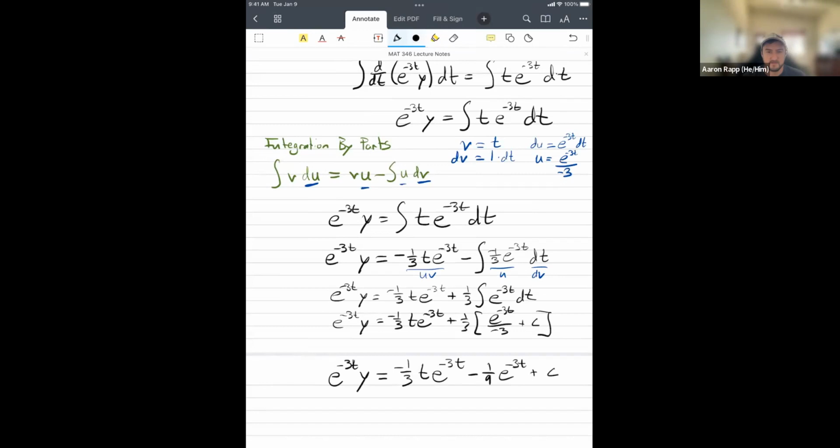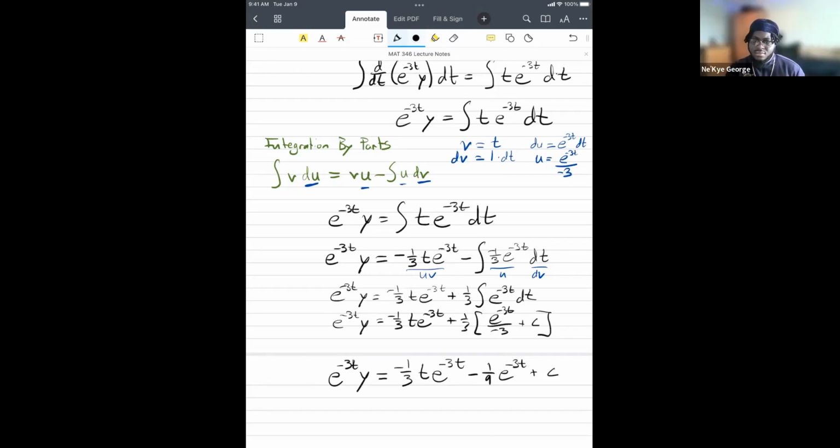If I take a constant and multiply it by a 1/3, it's still just a constant. You get to play that nice little constant game. It's a black hole. You multiply or divide it by any other constant, it still just becomes a constant. And I can still represent it with just some letter c. Now I want to solve for y. What is the last step I need to do? Divide everything by e to the negative 3t.